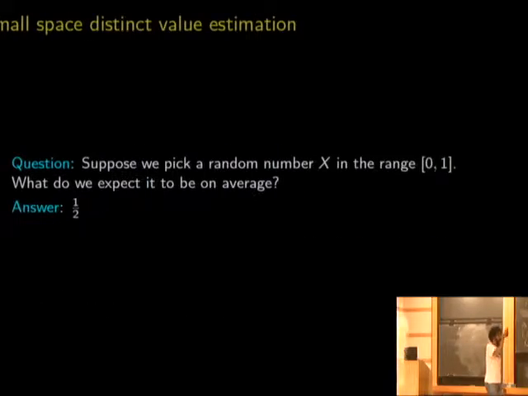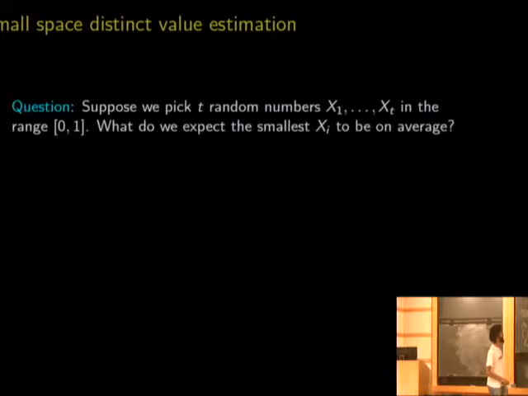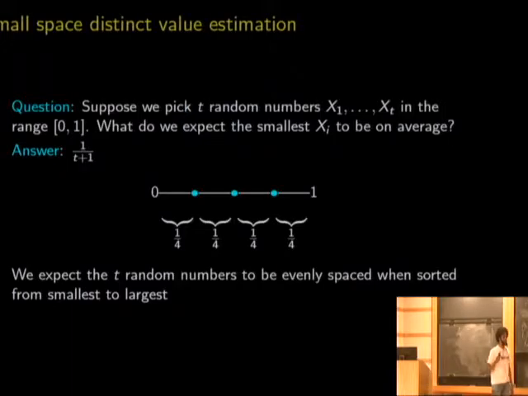The basic idea is the following. If I pick a random number in the interval from 0 to 1, I expect it to be a half. So how do I use that? Well, how about if I pick t random numbers independently in the interval from 0 to 1? What do I expect the smallest of the numbers to be? This is just some basic order statistics. I expect a picture like this, where those t random numbers are evenly spaced, and the smallest will be 1 over t plus 1.